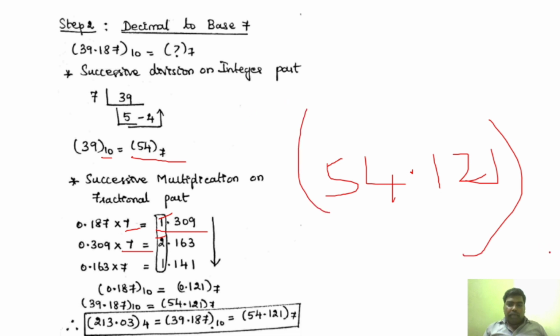in base 7, right? You can see here the given number is base 4, that is the equivalent decimal value 39.187, and its base 7 value is 54.121. Okay, this is how you have to solve any Radix to any Radix.